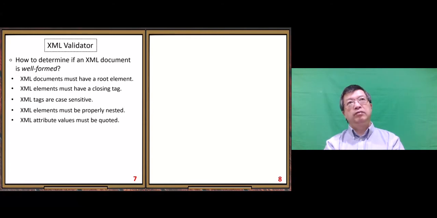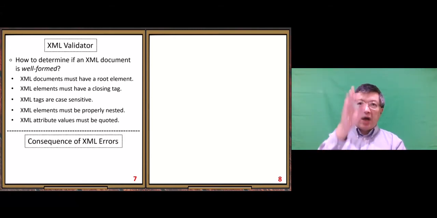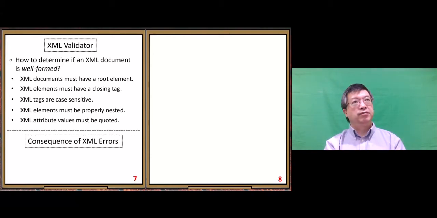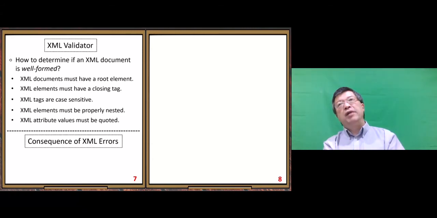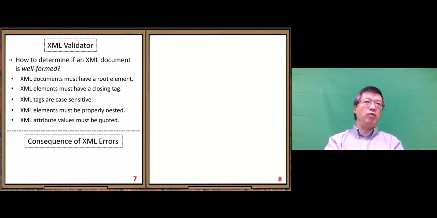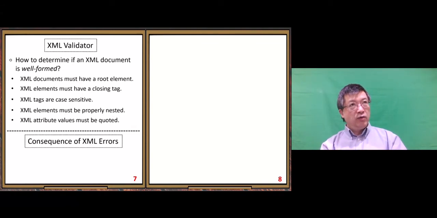For a human programmer, too much tedious work. All right. The consequence of XML errors. The developers may have some errors. It's possible something is not quite right in the XML document. When that happens, what is the consequence? The principle that the XML processing tools follow is this.